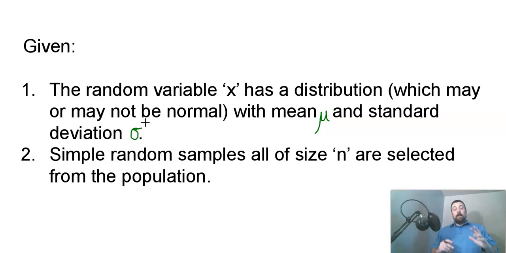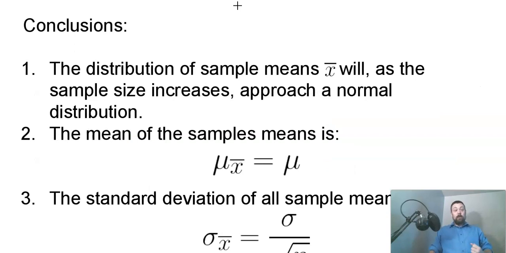And two, that simple random samples, all of size n, are selected from the population. So just as long as you're picking simple random samples and they're all the same size, which we're giving the label of n, but whatever size you pick, then what is true is the distribution of sample means. Now this is where things get a little bit tricky to follow because we have our original distribution of data values, which could be normal or not normal. We don't know. It's not required. It just has to have some kind of distribution.